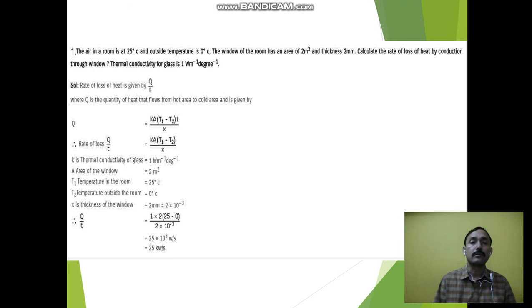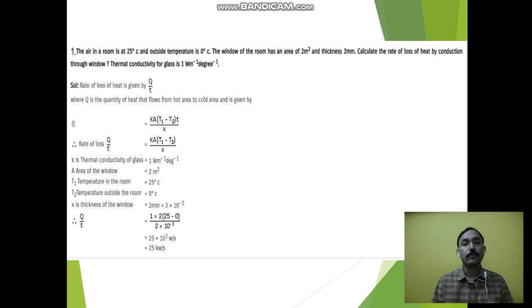So the heat loss per second will be Q by t. Here the temperature difference between the two ends is 25 degrees centigrade and 0 degrees centigrade, so theta 1 minus theta 2 will be 25 degrees centigrade. It crosses a thickness of 2 millimeter, which means 2 into 10 to the power minus 3 meter. And the cross section area of the window is 2 meter square, that means A is equal to 2 meter square.